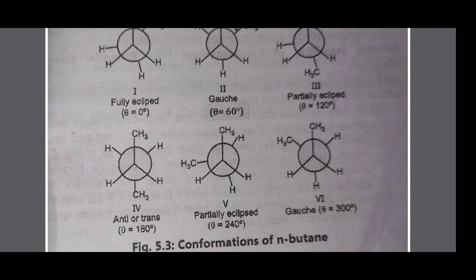And next is the anti-periplanar conformation. This is represented as conformation fourth, where the dihedral angle is 180 degree. In this, the rear and front methyl groups are far apart, or opposite to each other. Therefore, this conformation is the most stable conformation. After this, we study the relative stabilities of conformations, that is, the potential energy diagram of conformations.